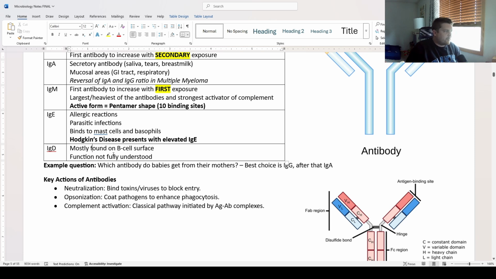IgD. IgD really isn't fully understood, so you're not going to have questions about IgD.